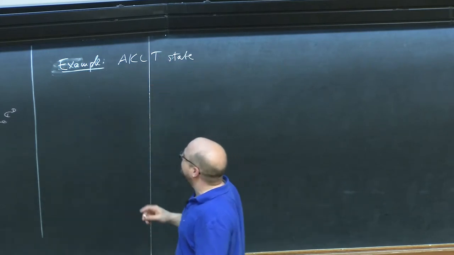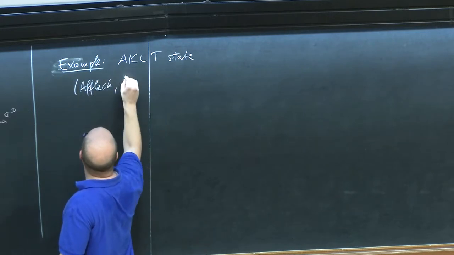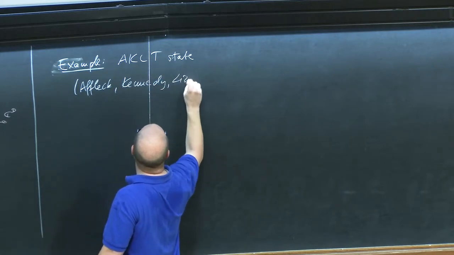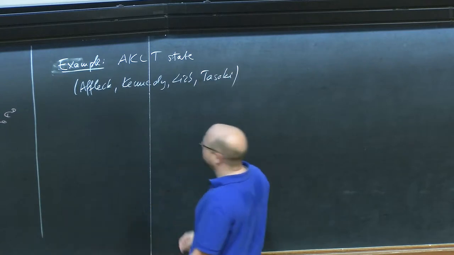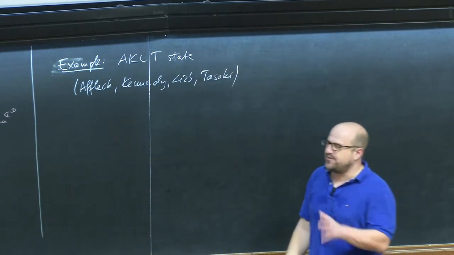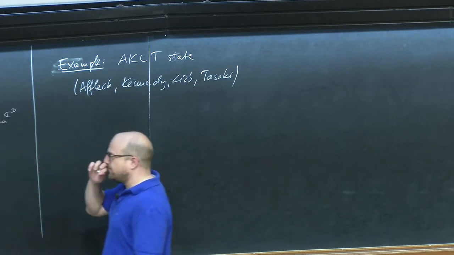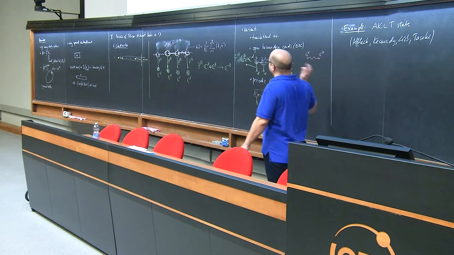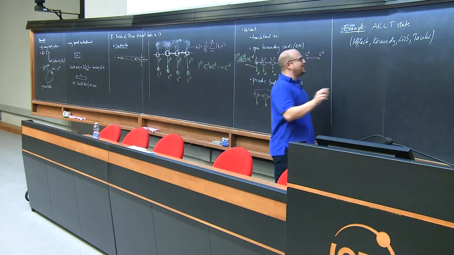AKLT stands for Affleck, Kennedy, Lieb, and Tasaki. I'm not sure, but I guess the original paper is from 88 or 89. Okay, so what is the construction? The construction is slightly different. I'm not sure it's a perfect example, but it's a somewhat practical one.